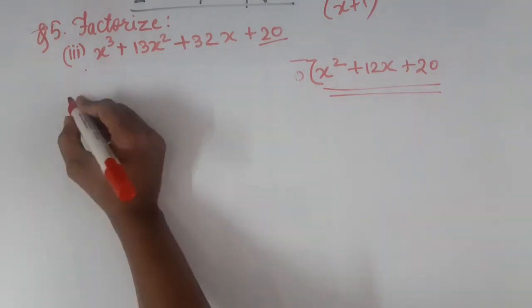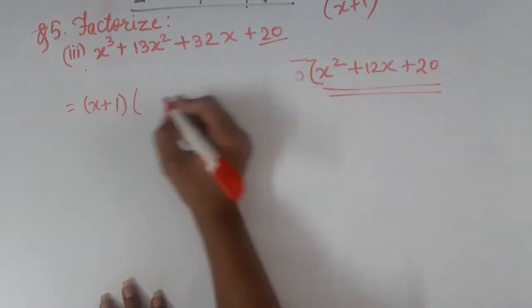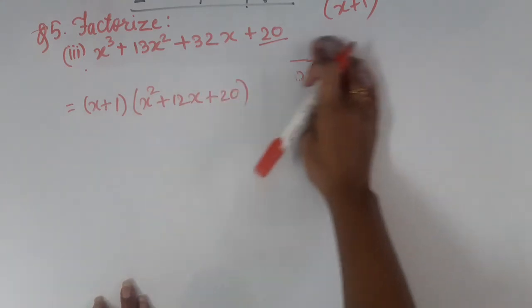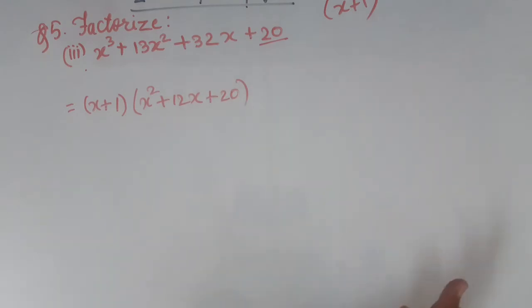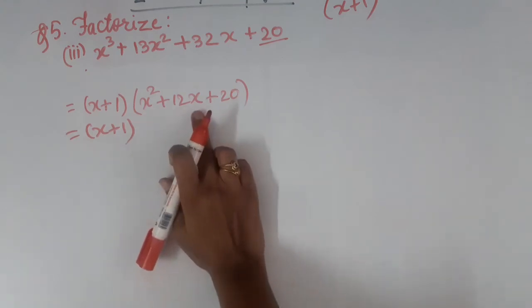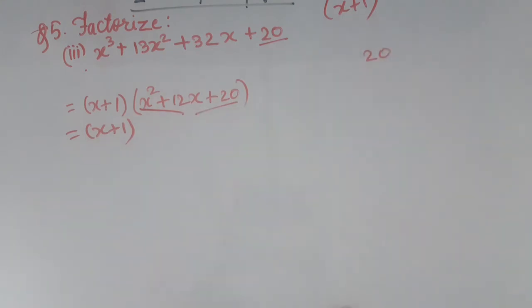Now write your question as divisor was x plus 1 into quotient. Quotient is x square plus 12x plus 20. Okay. Plus remainder. Remainder was 0. So even if you don't write, doesn't matter. Now one factor is there, x plus 1. You can take it down as it is. Now find factors of this quadratic polynomial by splitting middle term method. Okay. Now how do we do this? Multiply the extreme terms. 1 into 20, I'll get 20. Now find factors of 20 whose product is 20 and sum is 12.